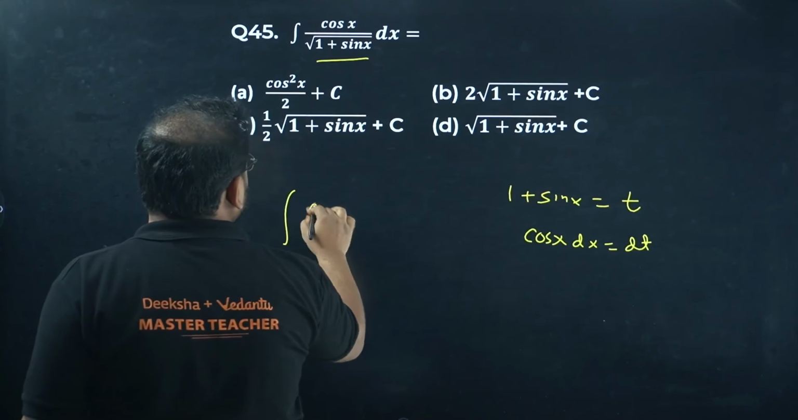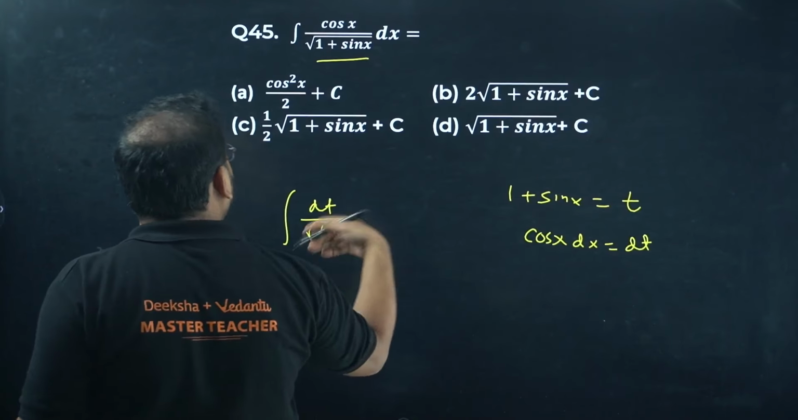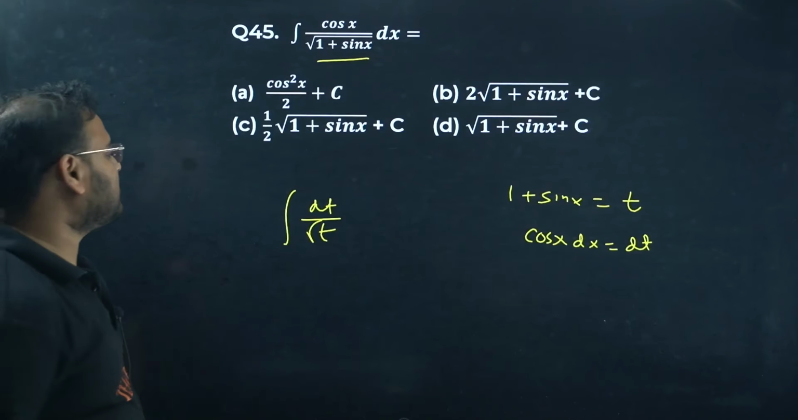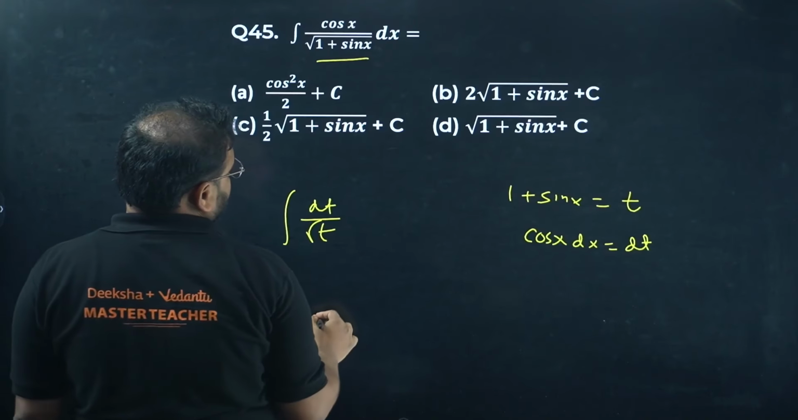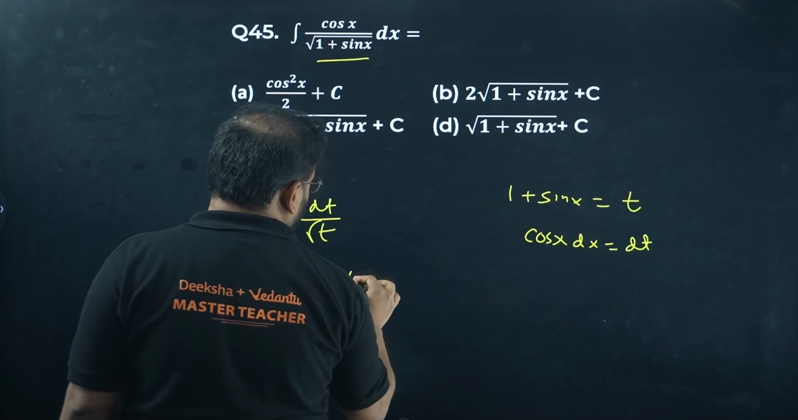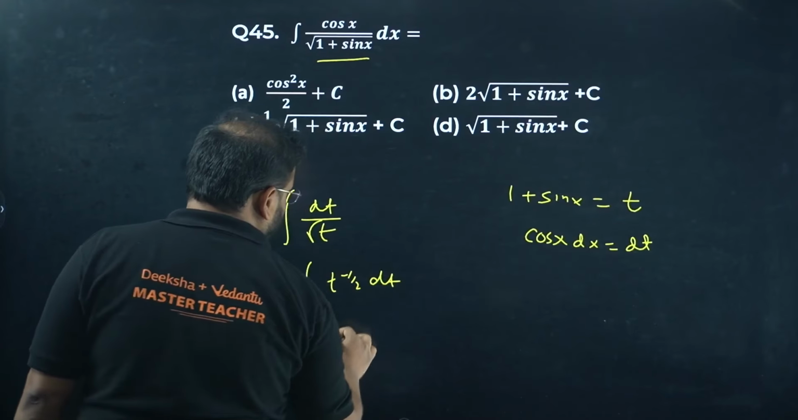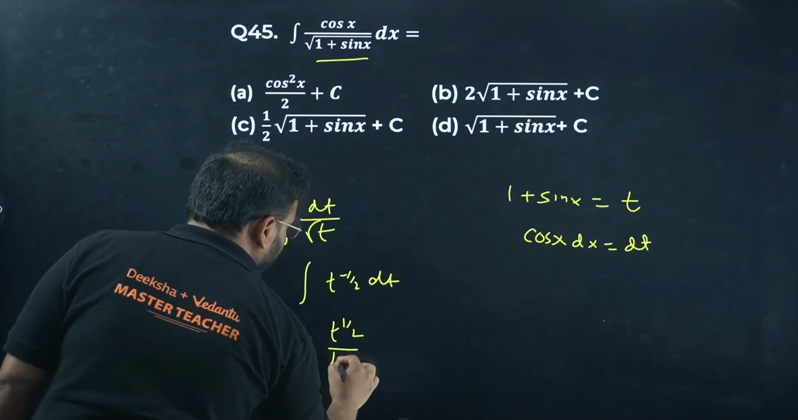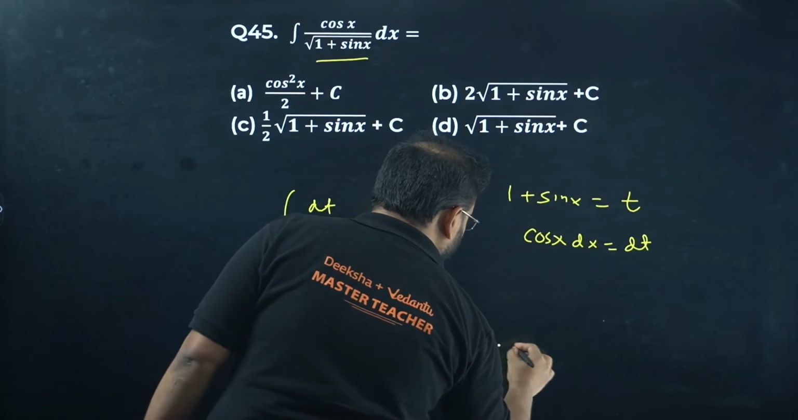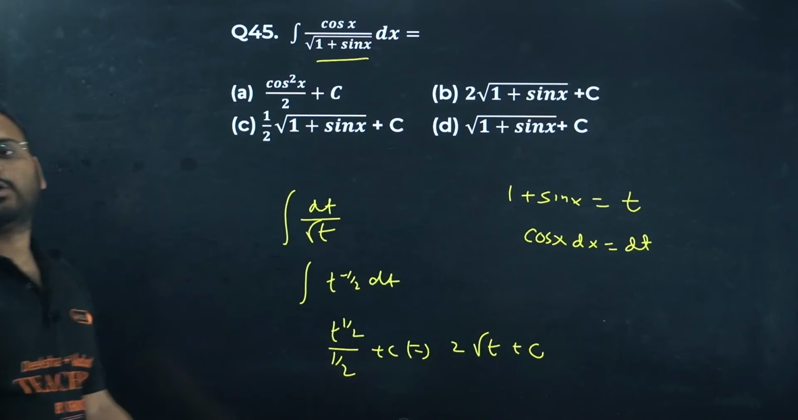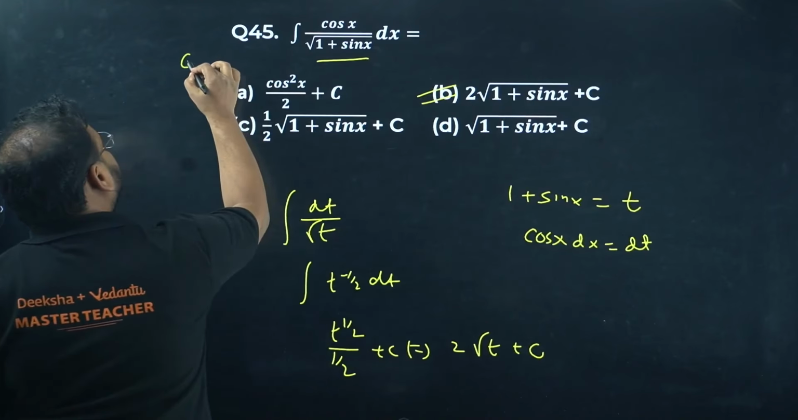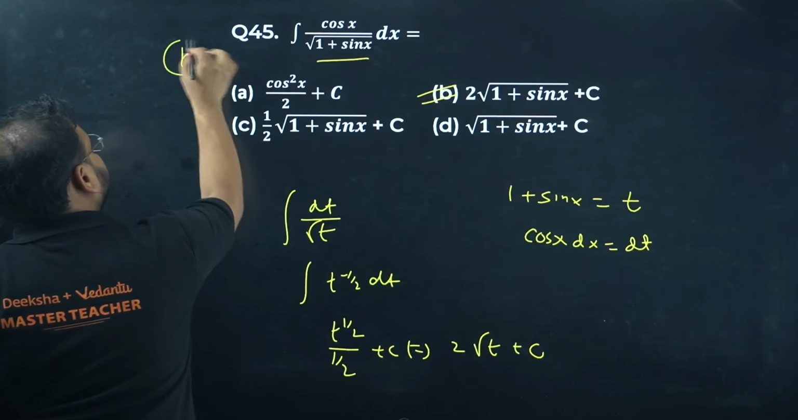I know you must be thinking, sir, you're just telling the same thing over and over again. I am not doing it. There are different types of questions, and they're using the same technique. Answer will be what? So we'll have t power minus 1 by 2 dt. Integrate, you'll get t power 1 by 2 by 1 by 2 plus c. This becomes 2 root t plus c. 2 into root of 1 plus sin x, plus c, is option B.